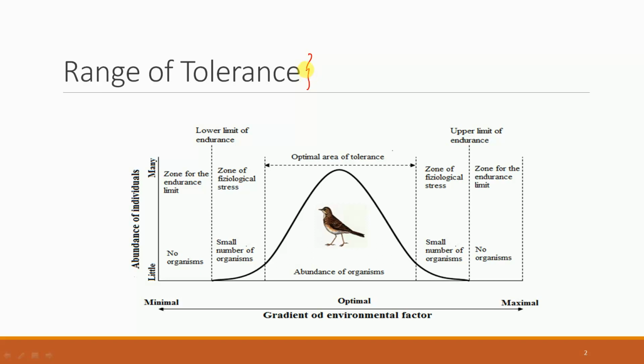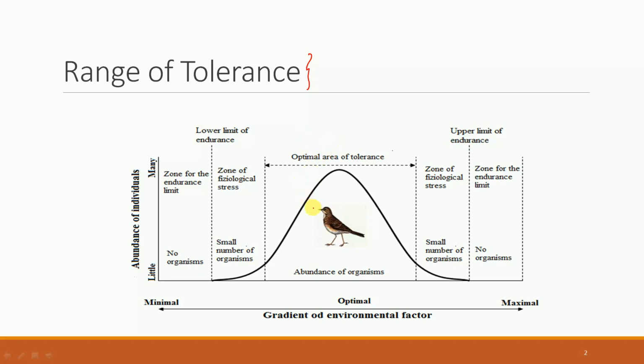So every individual organism has a range of tolerance to a specific environmental factor. And this is what gives us this particular graph. Now the first zone in the range of tolerance is the optimal zone. It is in this zone, the optimal tolerance zone, that the conditions of that environmental factor are the most suitable for one particular organism.